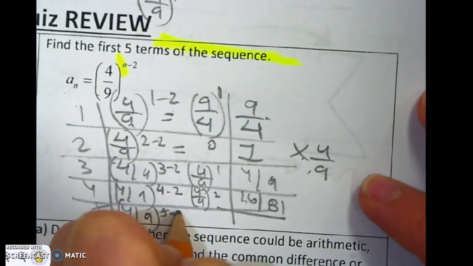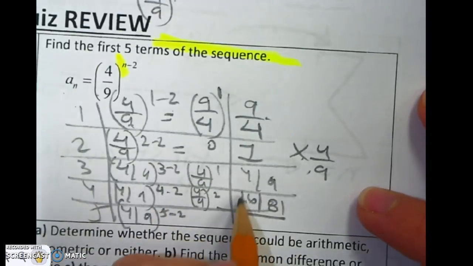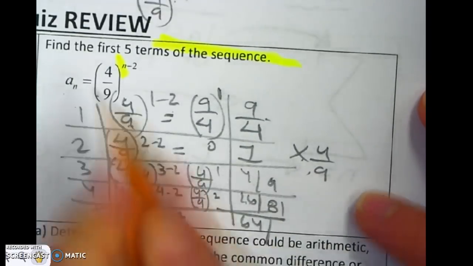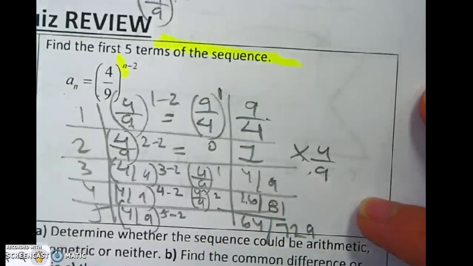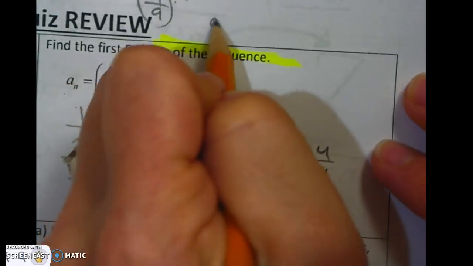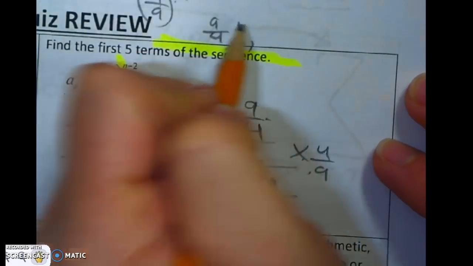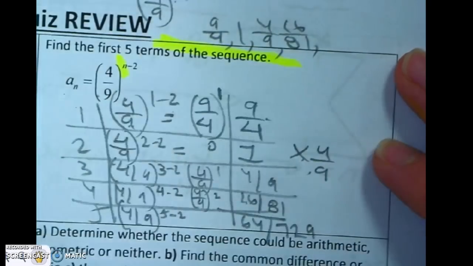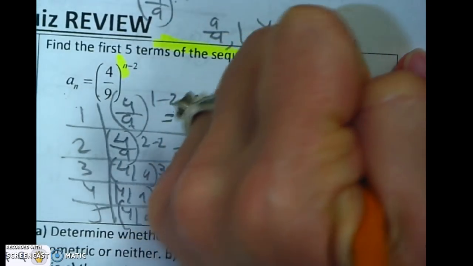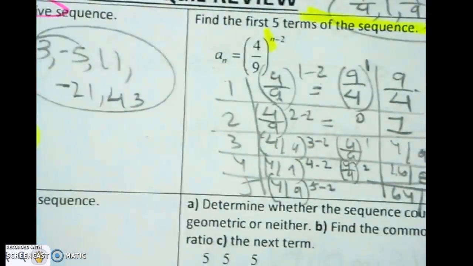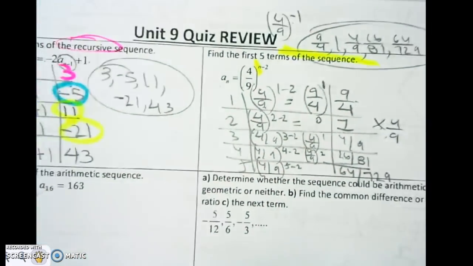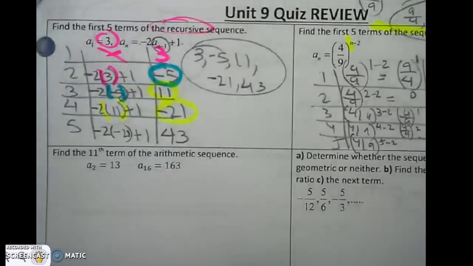You'll have more space on your test. 16 times 4 is 64. 81 times 9 is 729. So now I'm going to list these terms up here. 9/4, 1, 4/9, 16/81, and 64 over 729. Okay? All right. Let's see, the next one, they want you to find the 11th term in the arithmetic sequence.